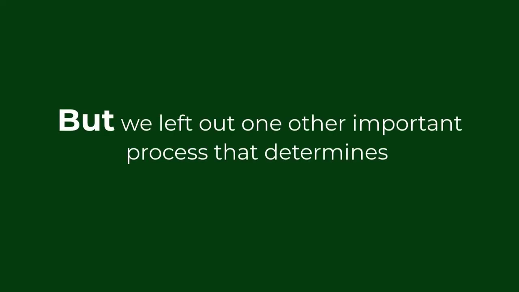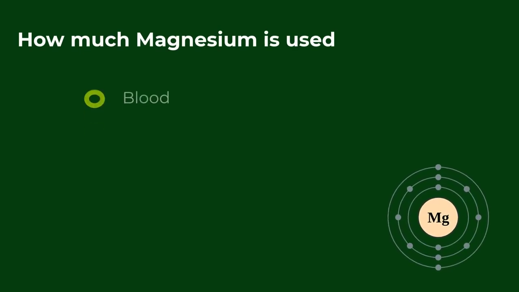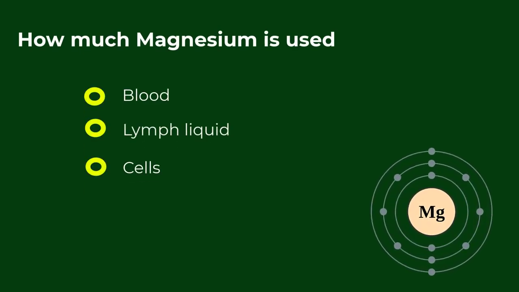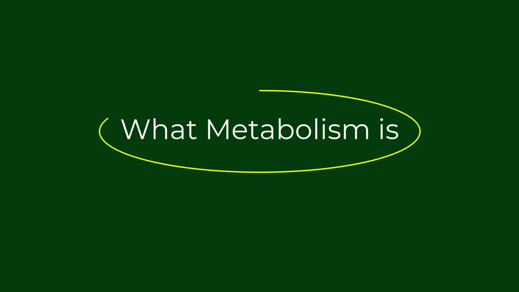But we left out one other important process that determines how much magnesium is used in your blood, lymph liquid, and cells, and its metabolism. Let's look at what metabolism is, since magnesium plays an important role in food metabolism.